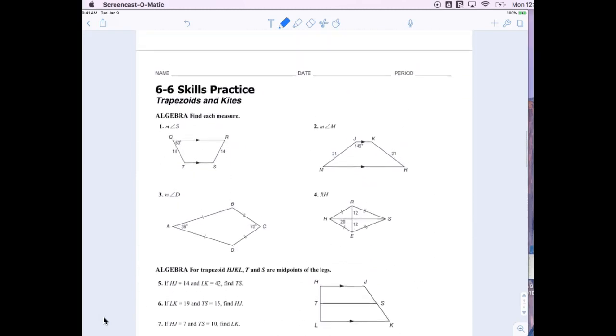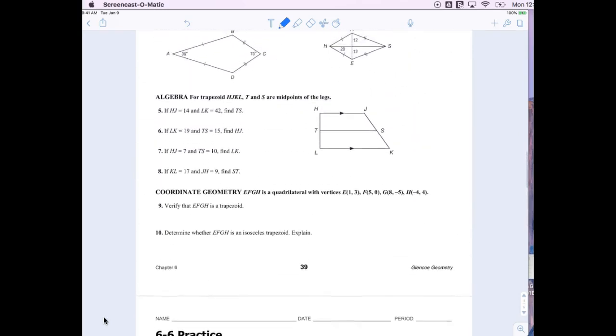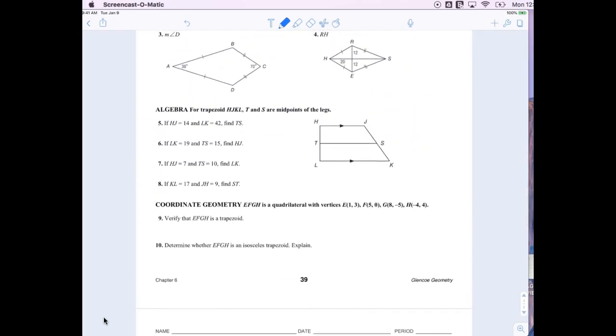All right, you guys. I told you that's simple. So what I want you to do now is just do the next 2 pages. Very simple. You should be able to get it done by the time class ends.